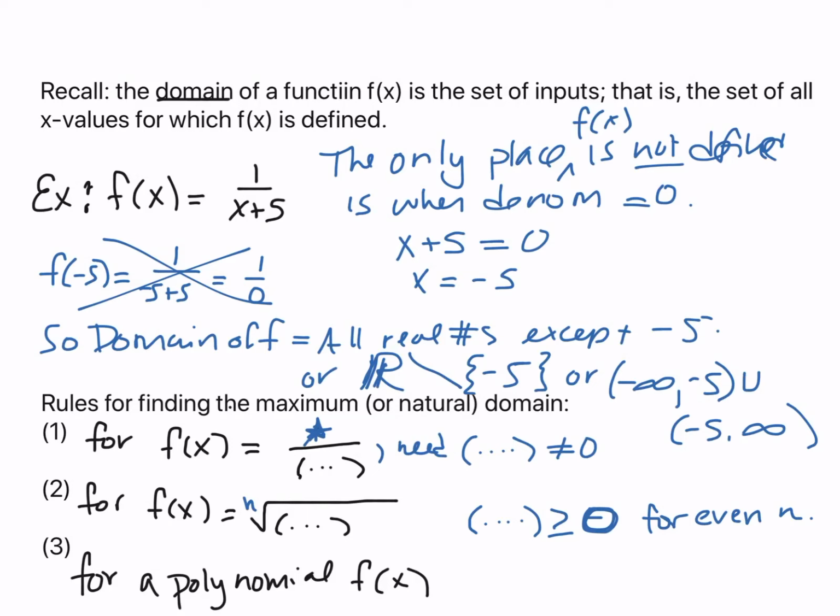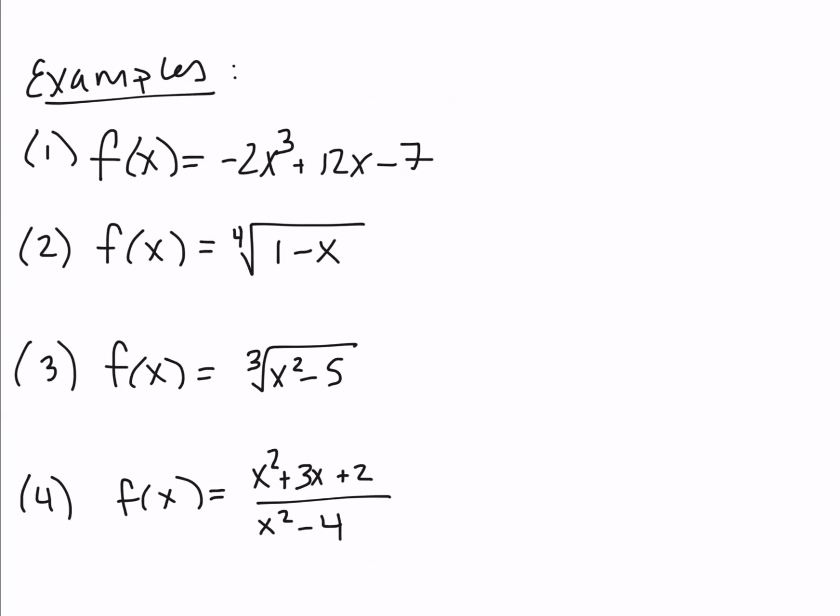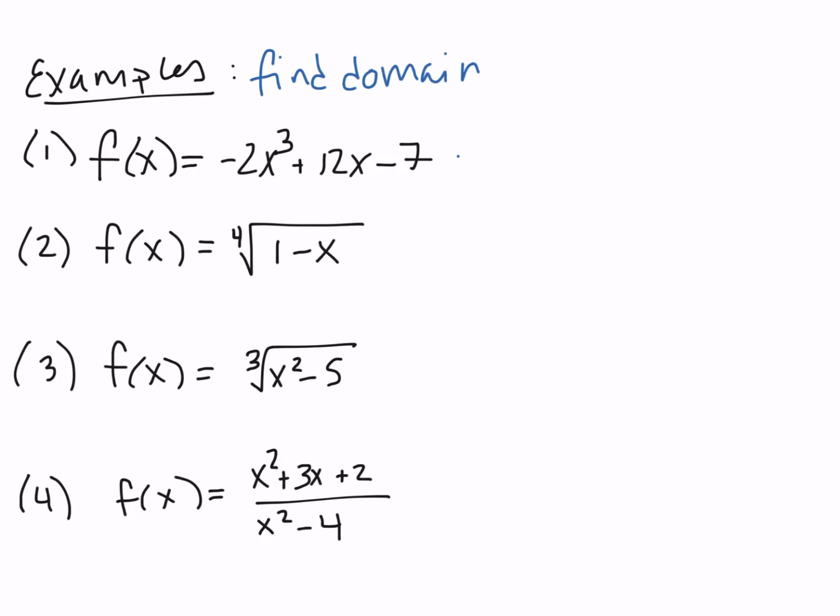Finally, for a polynomial function f of x, the domain is always going to be equal to all real numbers. You can plug whatever you want into a polynomial function, and the output would be defined. Let's look at a couple of examples. f of x equals this polynomial function here. We want to find the domain of each one. Well, we had just said for a polynomial function, the domain is always going to be equal to all real numbers. Couldn't be any easier than that. Number 2, it's a little more complicated. We have the fourth root of 1 minus x.